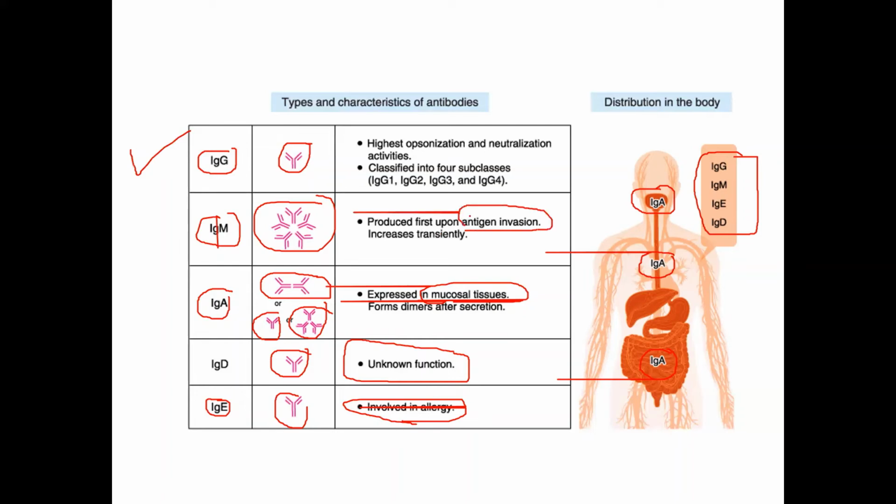You remember the COVID-19, everybody was talking about IgM, IgM, IgM. That is the reason, because IgM is related with foreign antigens, many times a virus. IgG has the highest opsonization and neutralization activities. Opsonization is attacking and neutralization is finishing. They are classified into four subclasses: IgG1, G2, G3, G4. This is how they are studied.